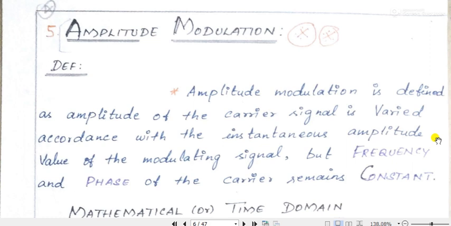Definition: the amplitude of the carrier signal is varied in accordance with the instantaneous amplitude of the modulating signal is called amplitude modulation. In amplitude modulation, frequency and phase of the carrier remain constant.